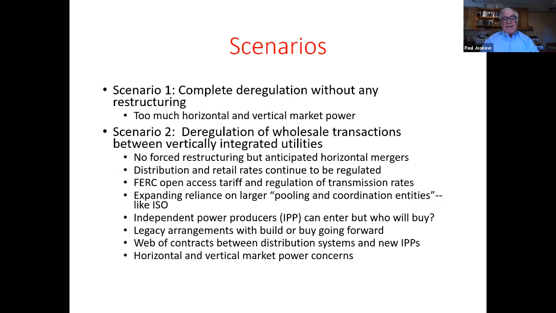It would have allowed independent power producers to enter, but the question is who would buy their power? This had already been a problem in the early 1980s where PURPA generators were having trouble finding markets for their services in some states, even though there were obligations on incumbent utilities to buy. We recognized that there were legacy arrangements that had to be taken into account. I guess we didn't think up the words stranded costs and stranded benefits, but this was clearly an issue we recognized was going to have to be handled.